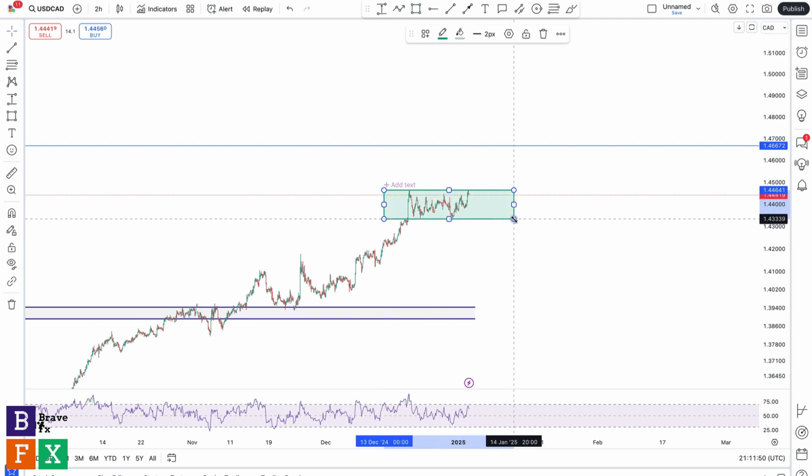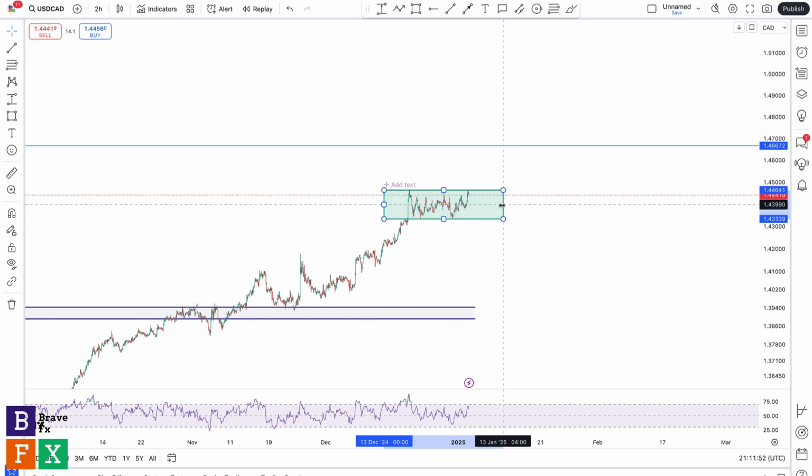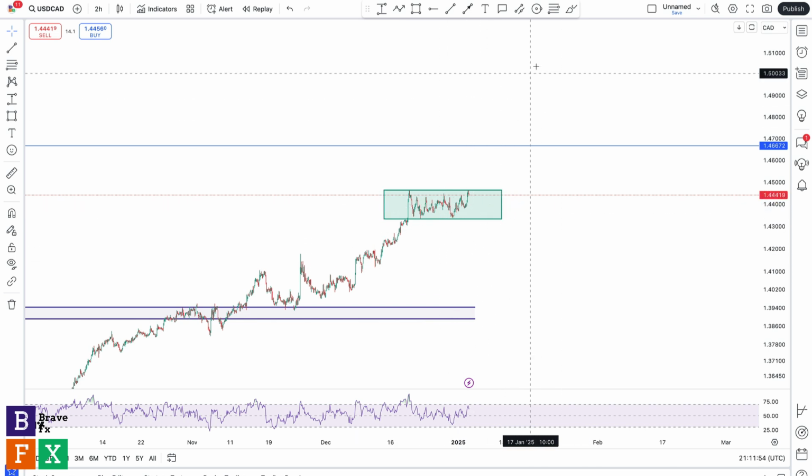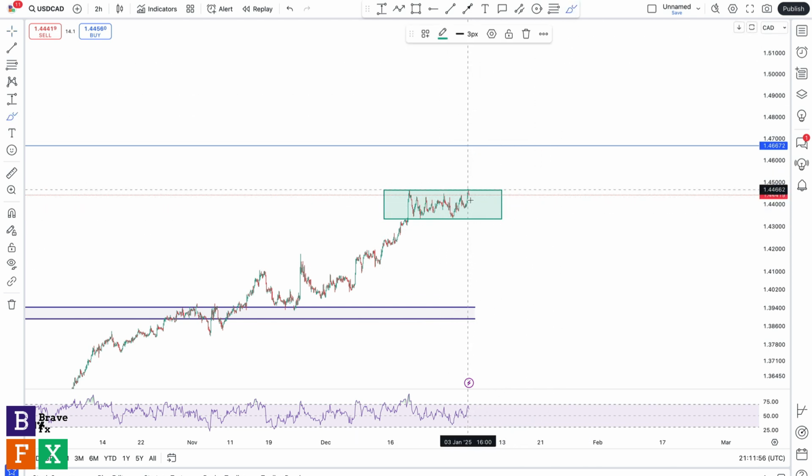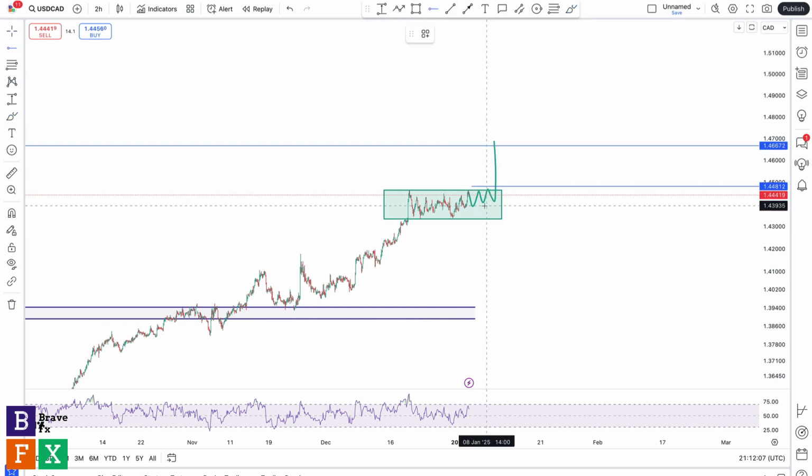So right now, price seems to be consolidating within a range. All I'm watching out for is more consolidation and eventually a breakout from this area of value. My entry is going to be immediately after the breakout. Stop loss is going to be underneath the consolidation low of the breakout, and my take profit target is going to be around this area of resistance.